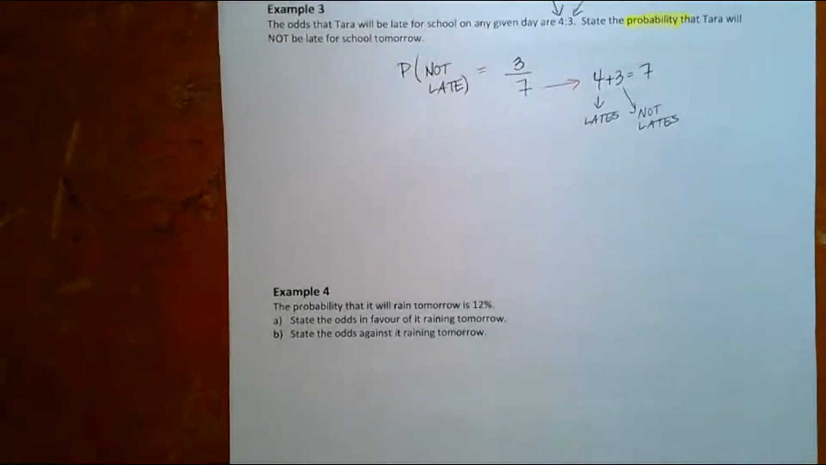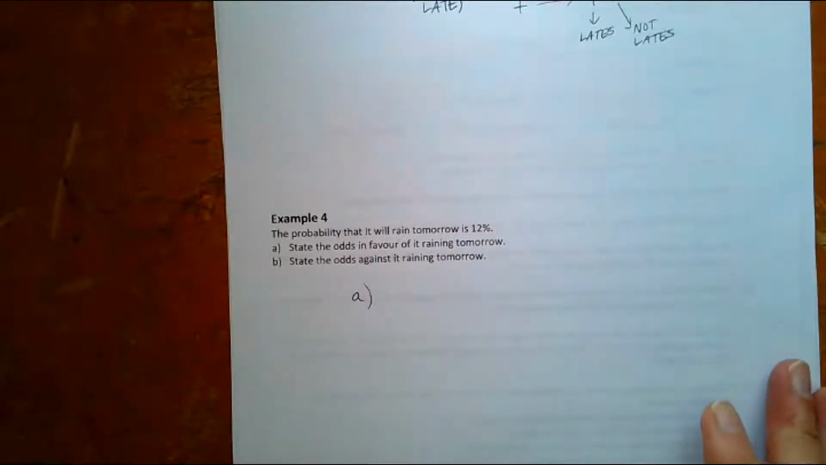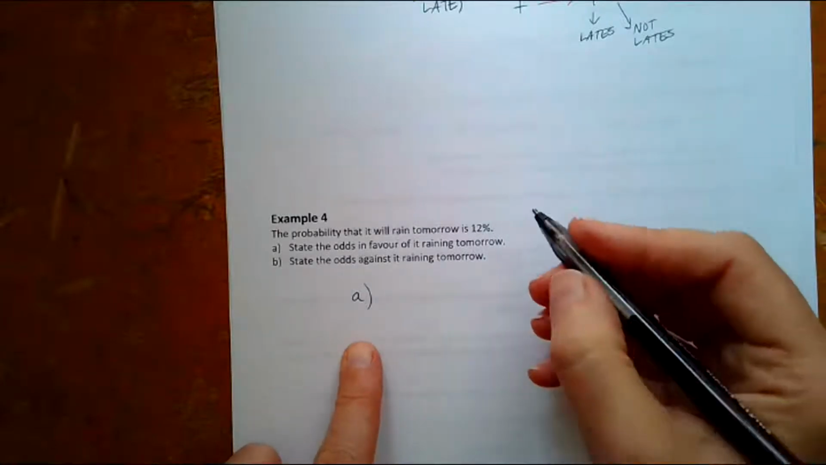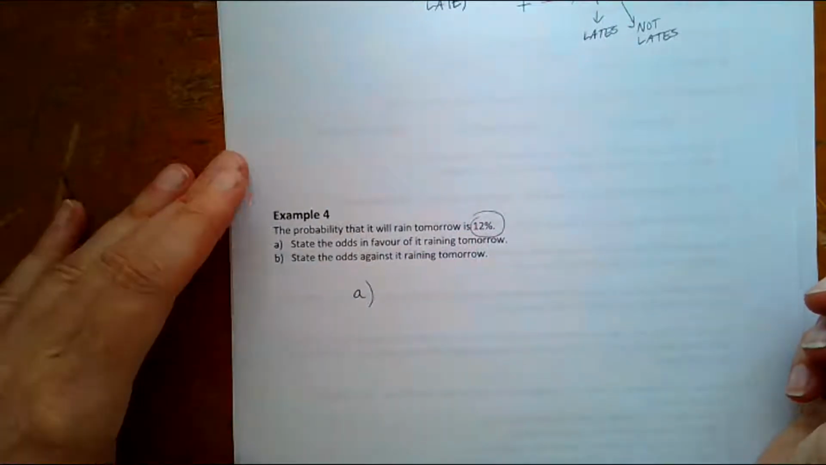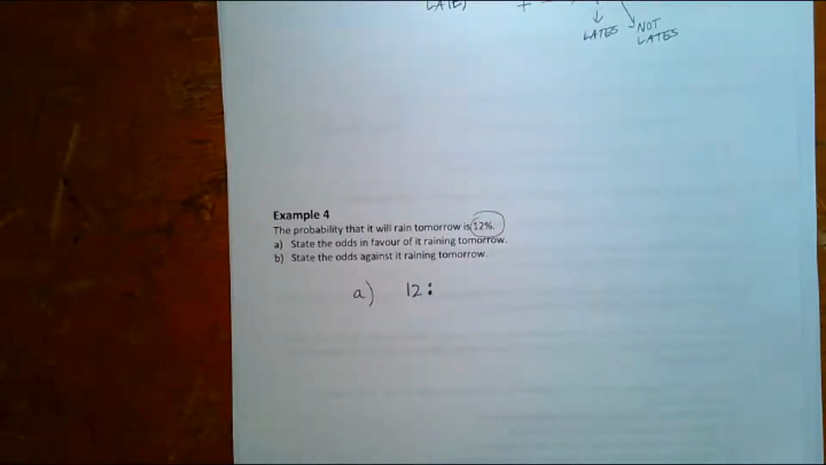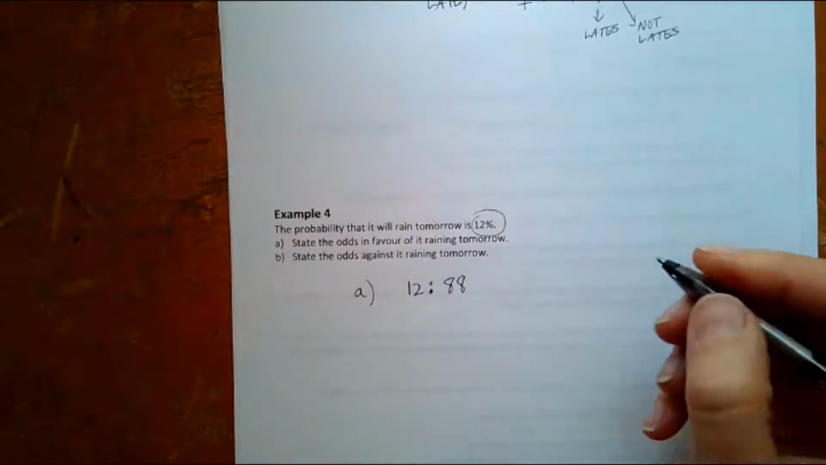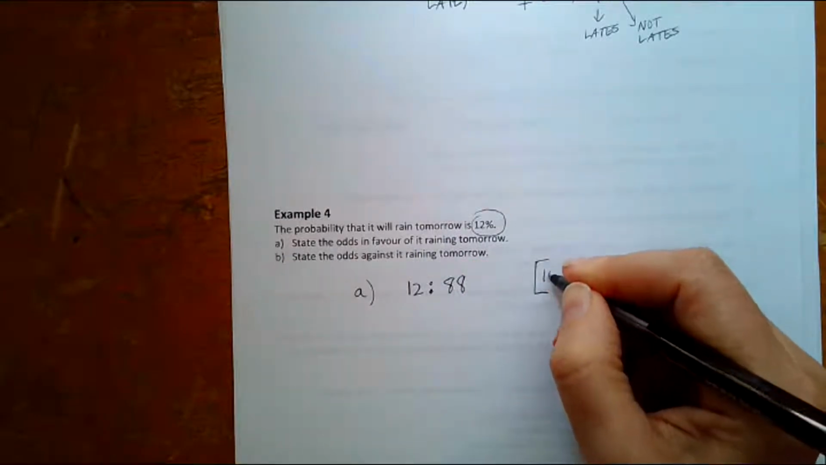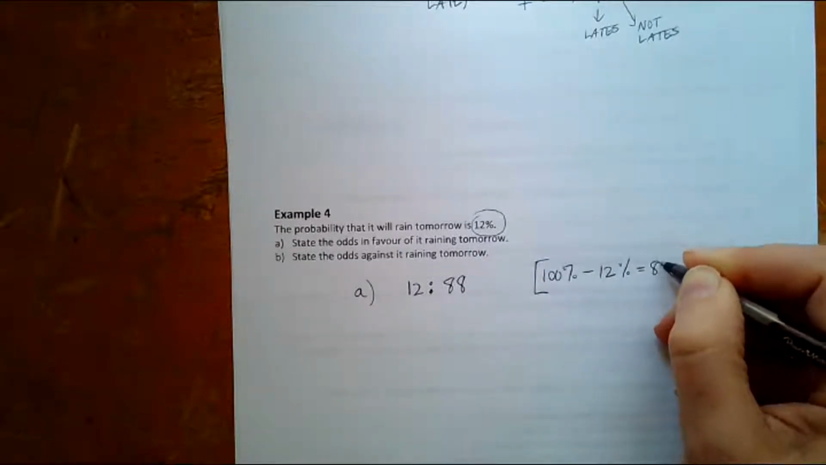Okay. State the odds: the probability that it will rain tomorrow is 12%. State the odds in favor of it raining. Well, remember, percent is a percentage. The highest percentage is 100. So it would be 12 to, let's see, what's 100 take away 12? 88. And I'm just going to do a little aside here. 100% take away 12% equals 88%.